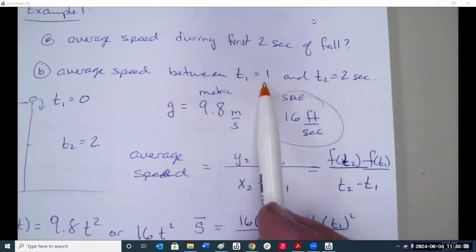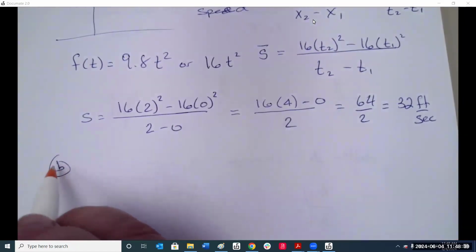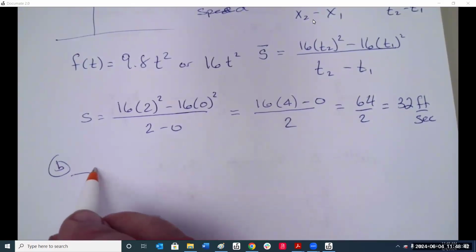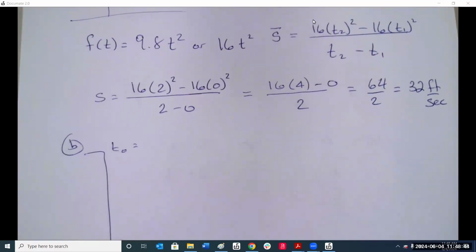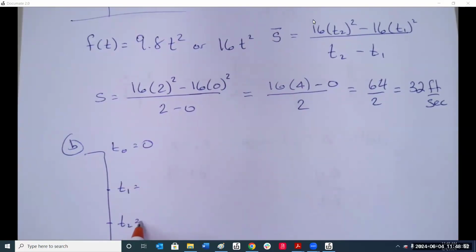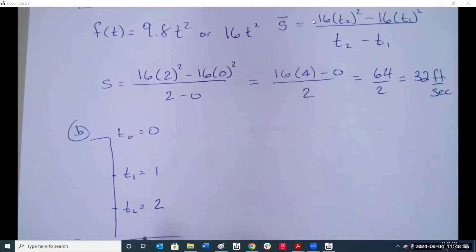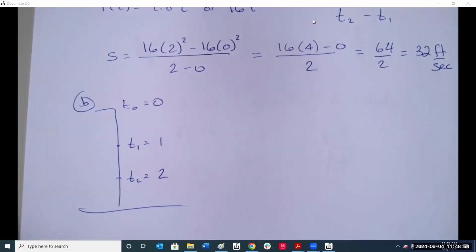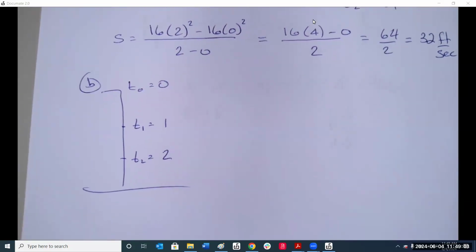B is asking, up here, time is 0. But then it wants to know at time 1 and time 2. So do we use the same formula? Yeah, because it's looking for the average speed.